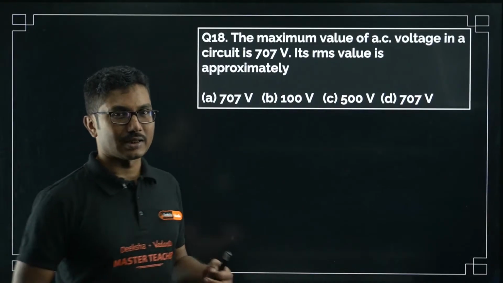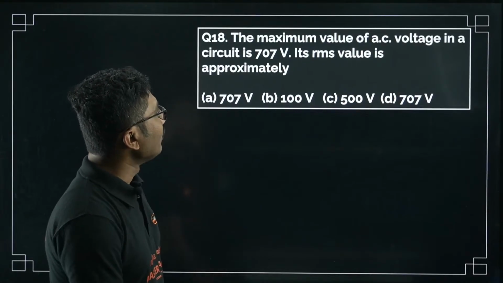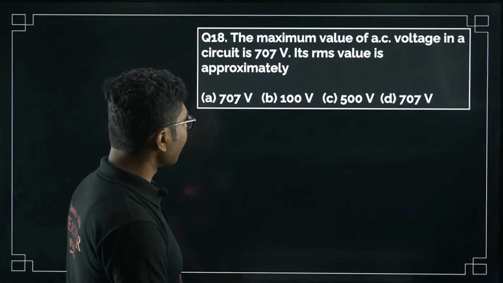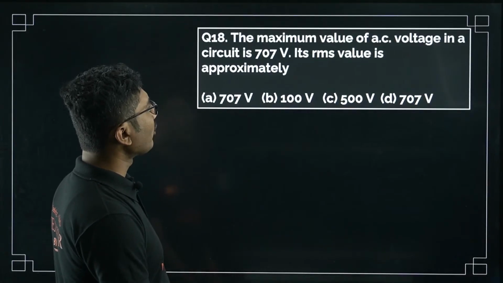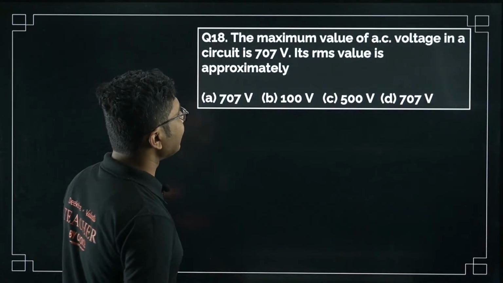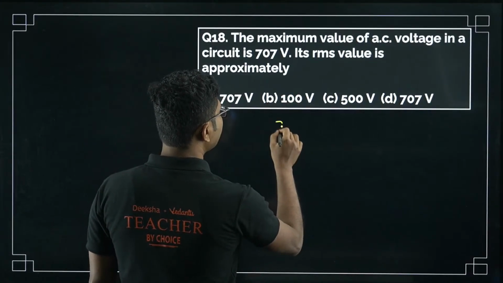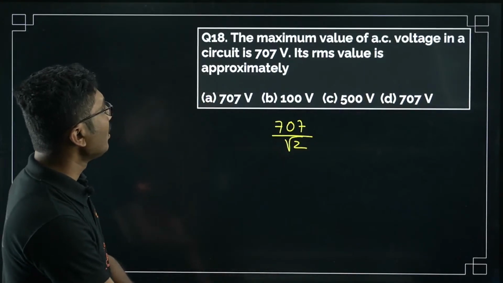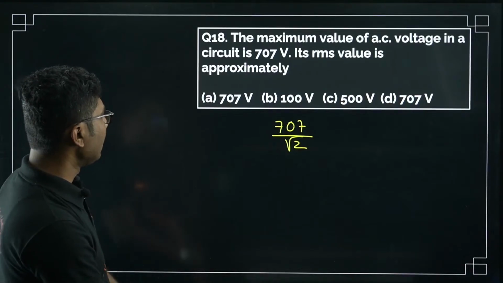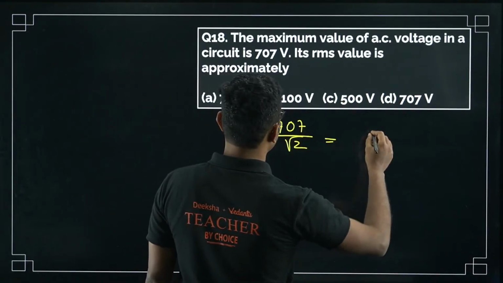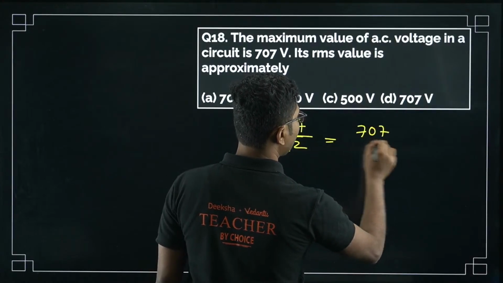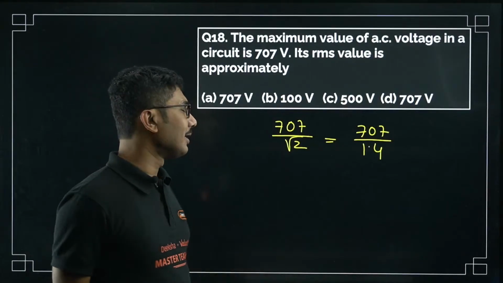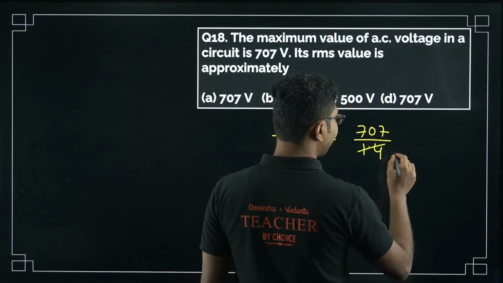They are generally easier. Okay, the maximum value of AC voltage in a current is 707 volt. Its RMS value is approximately. So the maximum value of AC is again the same 707. Now in this case I have no other option. I have to divide it by root 2. So how can I do that? 707 divided by 1.4. I can cancel it with 7 because this is cancelable.